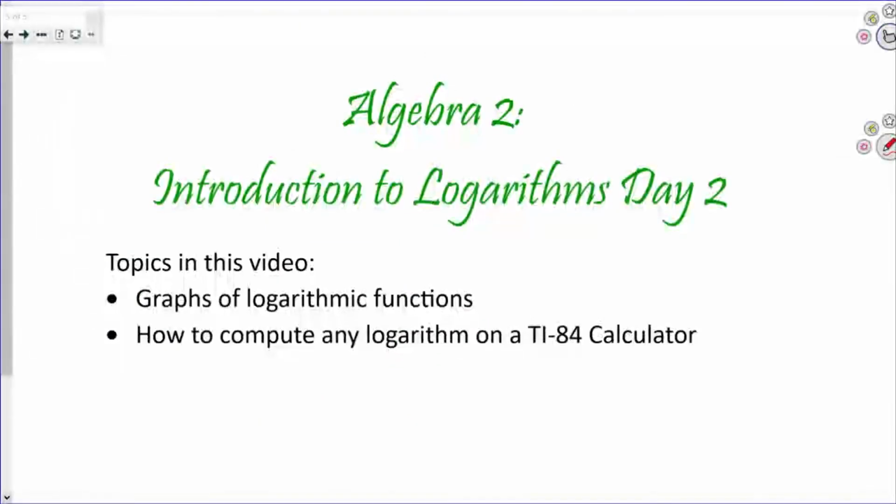Okay, this was a second day of an introduction to logarithms. We talked about graphs of logarithmic functions, and we talked about how to compute any logarithm on a TI-84 calculator or using the Calculator X app on a phone.